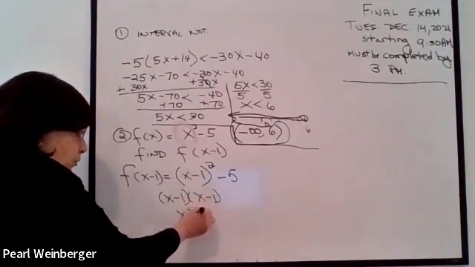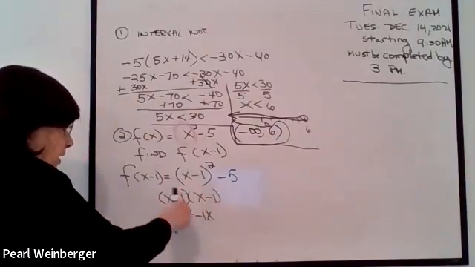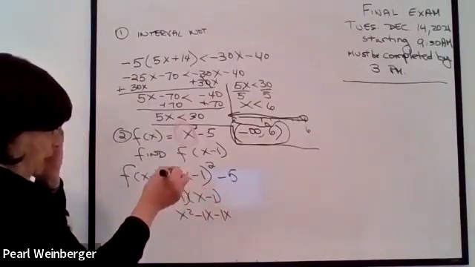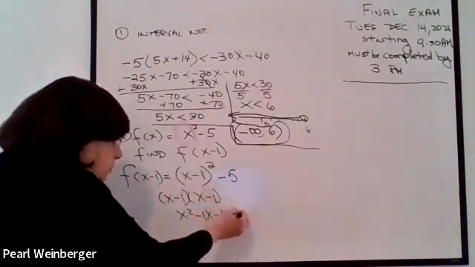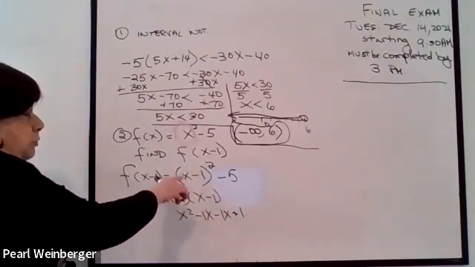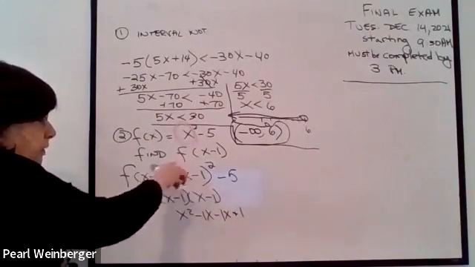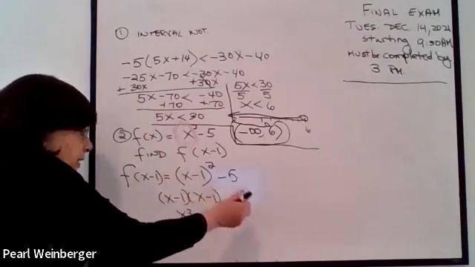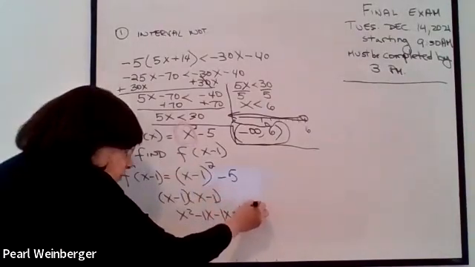Outer is negative 1x. Inner is also negative 1x. And last is negative 1 times negative 1, which is plus 1. Otherwise, we could have remembered how to do the quick multiplication. And of course, then we have this negative 5.